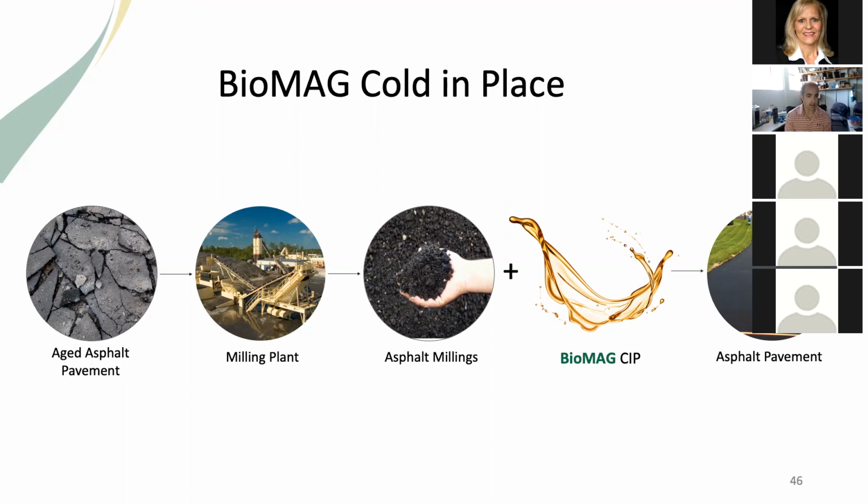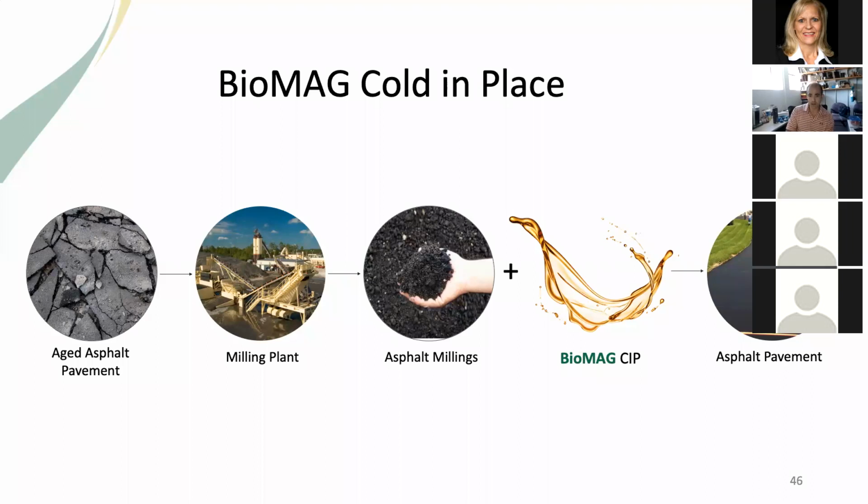Here, the idea is that an aged asphalt pavement at its end of life is going to be milled and stored in a recycled asphalt pavement, or RAP, pile at the milling plant. Those asphalt millings can be reintegrated into new hot mix asphalt applications, but even with technologies like Biomag that enable you to increase the amount of recycled content, for a hot mix asphalt application you're still limited to no more than 50% RAP.